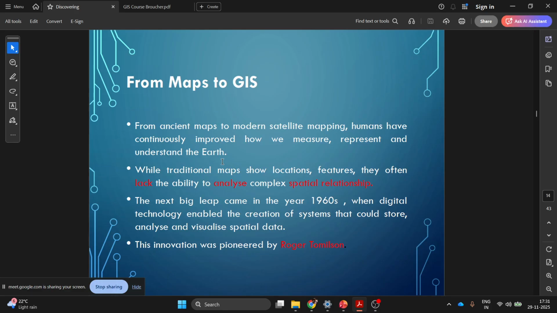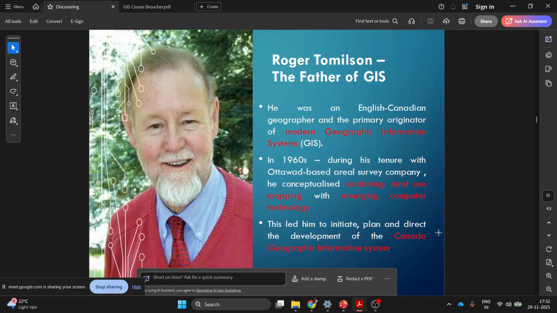This innovation was developed by Roger Tomlinson. This person is called the father of GIS. He was an English Canadian geographer, the primary originator of the modern geographic information system. He was the mastermind behind its development.